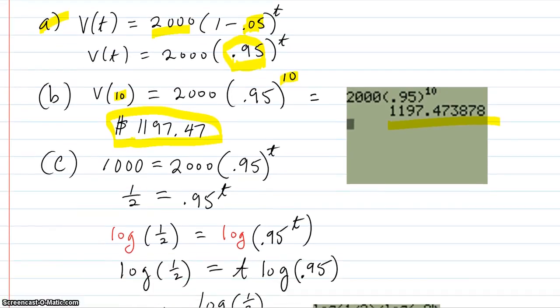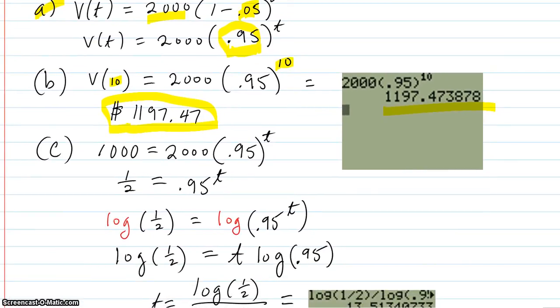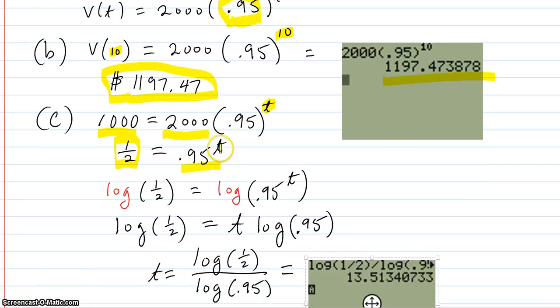All right, then part C, when will it be half of what it was? Well, it was 2,000. So when will it become 1,000? Half of 2,000. We have to solve for t. So divide both sides by 2,000 and reduce it. 1,000 over 2,000 is 1/2. So you have this. Now we're going to get this t down on the level of the equals, so we have to use log of both sides.